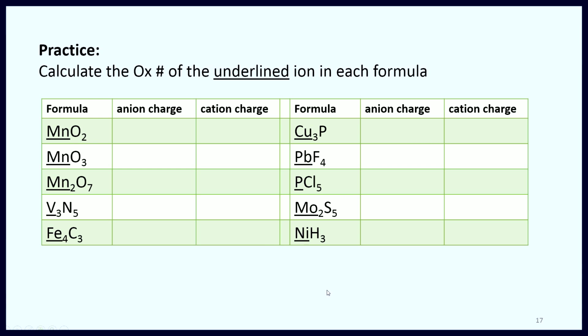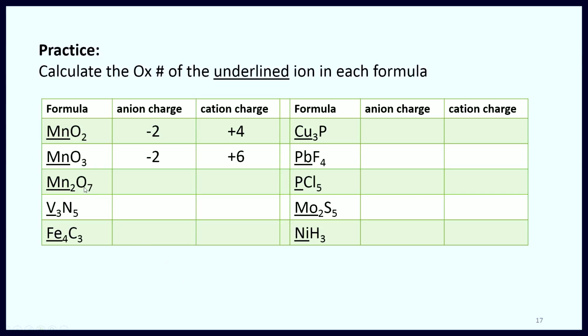Alright, so here's some practice. Calculate the oxidation number of the underlined ion in each formula. We'll start by writing the anion charge, since it's fixed and known. Oxygen's -2, and there are 2 of them, so manganese must be +4. In the case of MnO3, oxide's -2, and there are 3 of them, so the total positive charge must be +6.